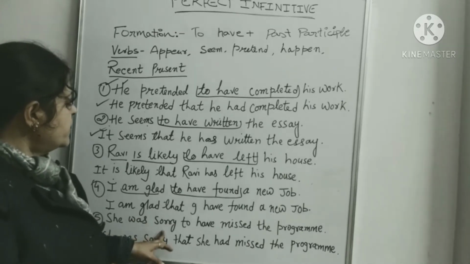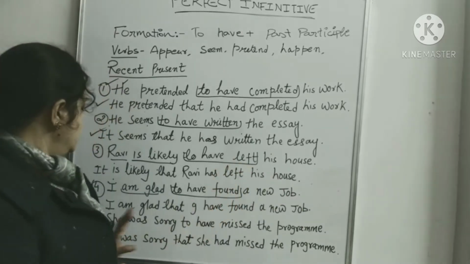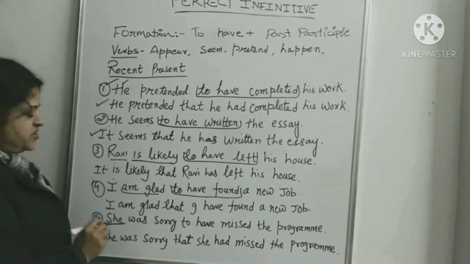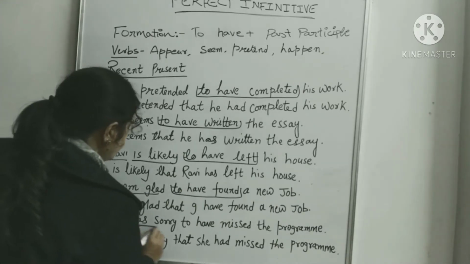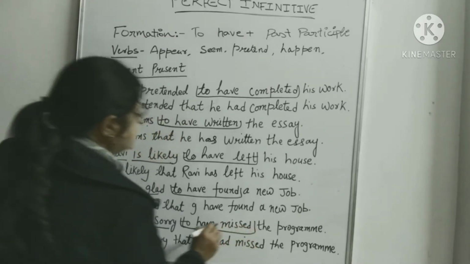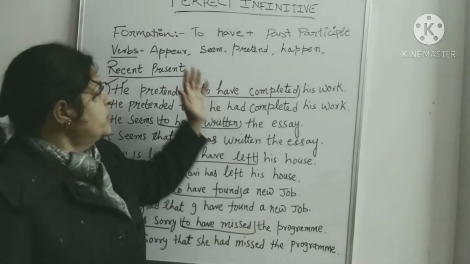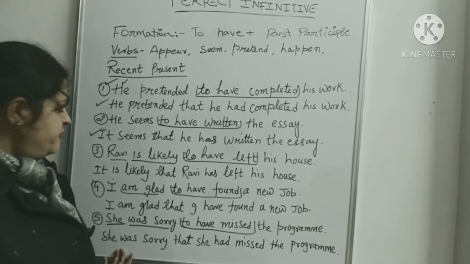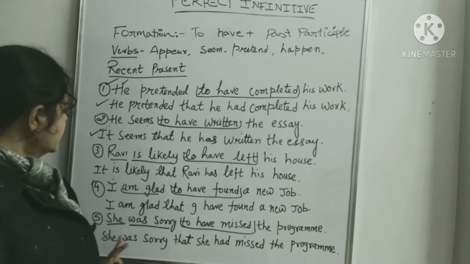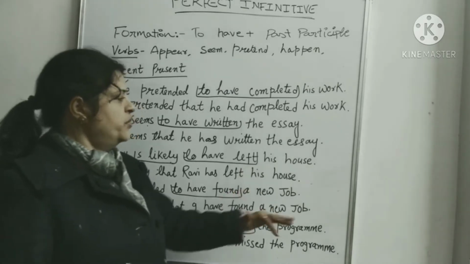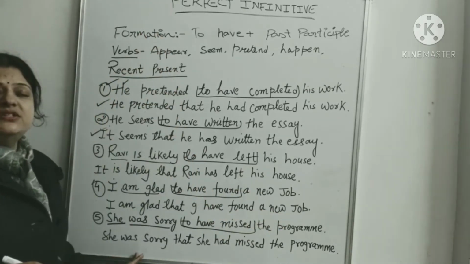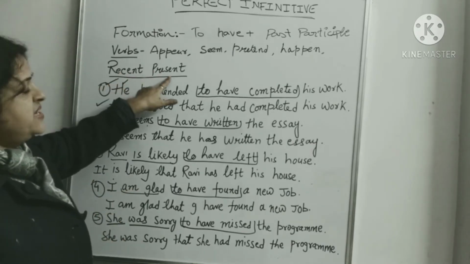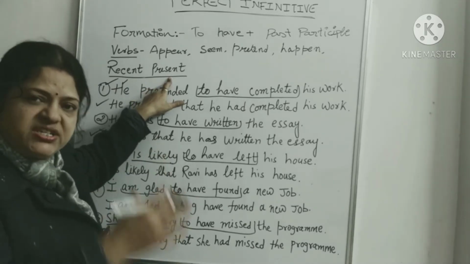She was sorry to have missed the program. So we can see that she was sorry is the subject and verb, and to have missed is the formation of perfect infinitive, the program. And the same sentence I've written in past perfect. She was sorry that she had missed the program. So just now I've written 5 sentences to make you understand that these 5 sentences can be used in the recent past, where the work has just been completed.